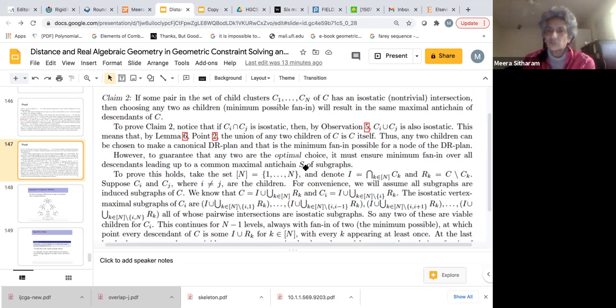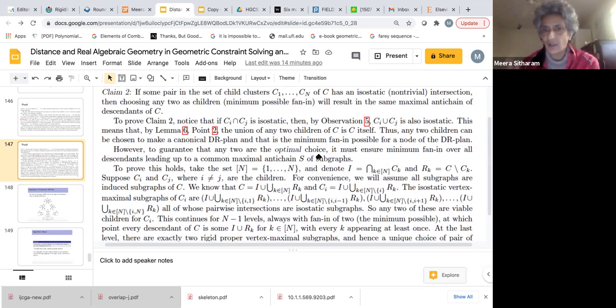But the fact that you're making a choice here doesn't hurt anything. First of all, you can make a choice. Any pair of them is going to cover the parent. That's fine. Secondly, which pair of them you choose really doesn't matter, because in any DR plan there's got to be a particular subset of graphs, and the intermediate nodes between S and C in this canonical DR plan will all have fan-in two. So it's not going to make any difference, it's not going to change the optimality property.